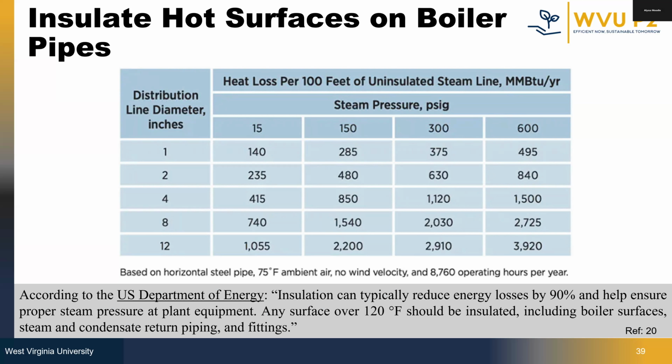You can see from the table that even uninsulated low pressure steam lines can have a significant waste. For instance, if we look at the chart, 100 foot of uninsulated 2-inch steam line can result in a loss of 235 MMBTU per year. If we're paying $10 per MMBTU, that's $2,350. And 100 foot of insulation for 2-inch steam line is $250 or less. So again, that's a situation where the payback period is just a month or two.